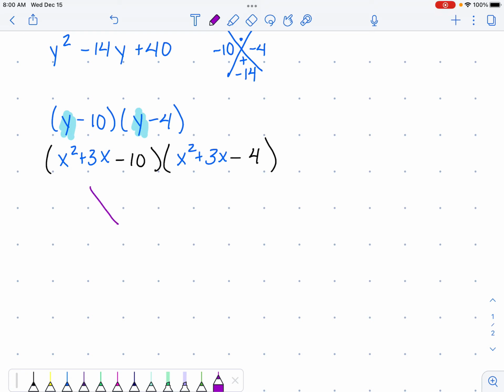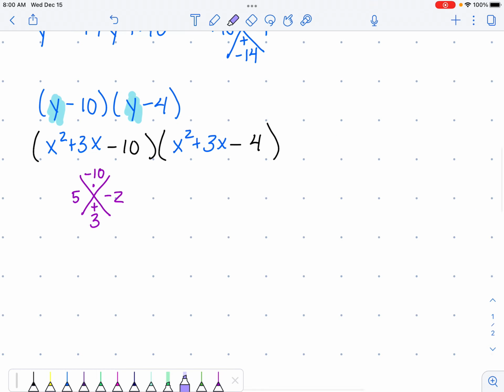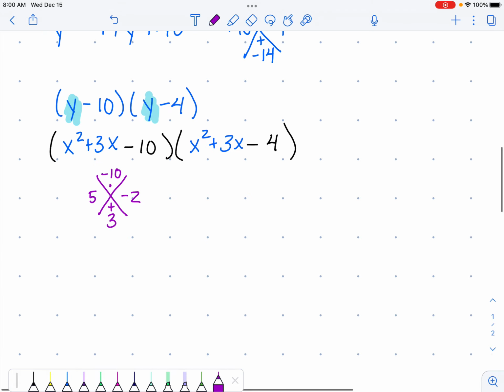So over here on the left, I would want to multiply to negative 10 and add to 3. So I'm going to do that using 5 and negative 2. So the trinomial on the left is going to factor down to x plus 5 times x minus 2.